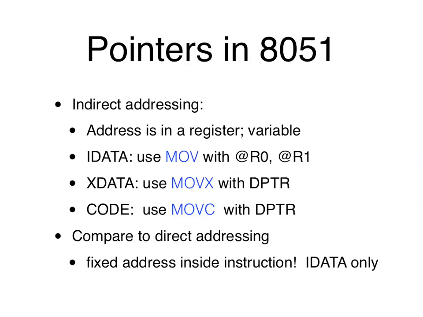In fact, if you want to address the external data or code space, the only way to do it is through DPTR. There's no direct addressing mode for the external code space or data space. The only way to do it is through DPTR. So direct addressing is for the iData space only. Okay, and that's one byte pointer or one byte address.